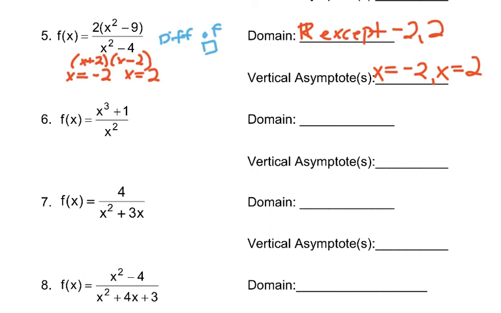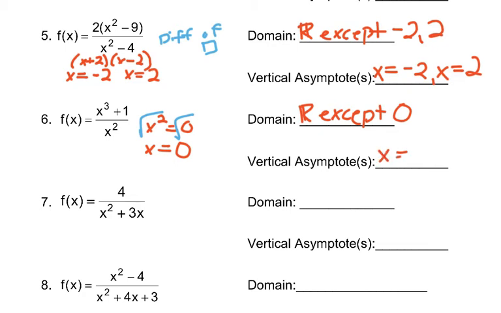Six, I don't have anything to factor, so I'm just going to set my denominator equal to 0. So x squared equals 0. And then to get rid of the squared, we would take the square root of each side. So when I take the square root of each side, I get x equals the square root of 0, which is just 0. So again, your domain is all real numbers except numbers that make the denominator equal 0. So this will be all real numbers except 0, which means my vertical asymptote is at x equals 0.